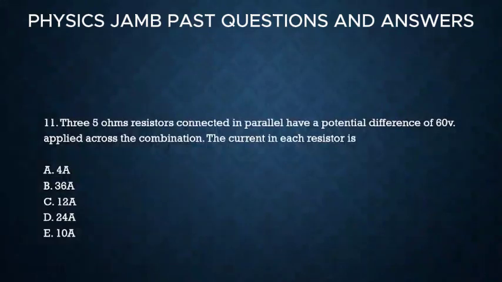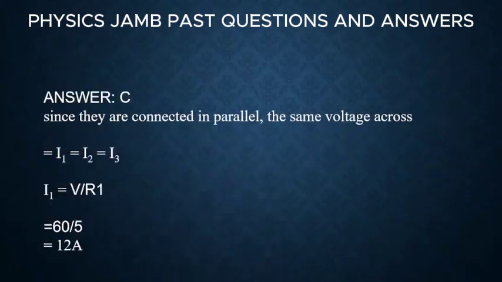Question number 11. Three 5 ohms resistors connected in parallel have a potential difference of 60 volts applied across the combination. The current in each resistor is A. 4 amperes, B. 36 amps, C. 12 amps, D. 24 amps, E. 10 amps. The answer is C.